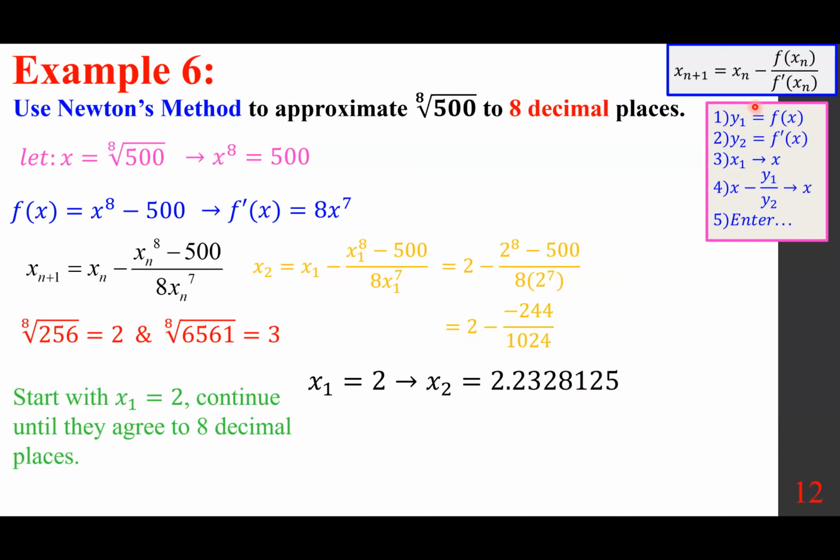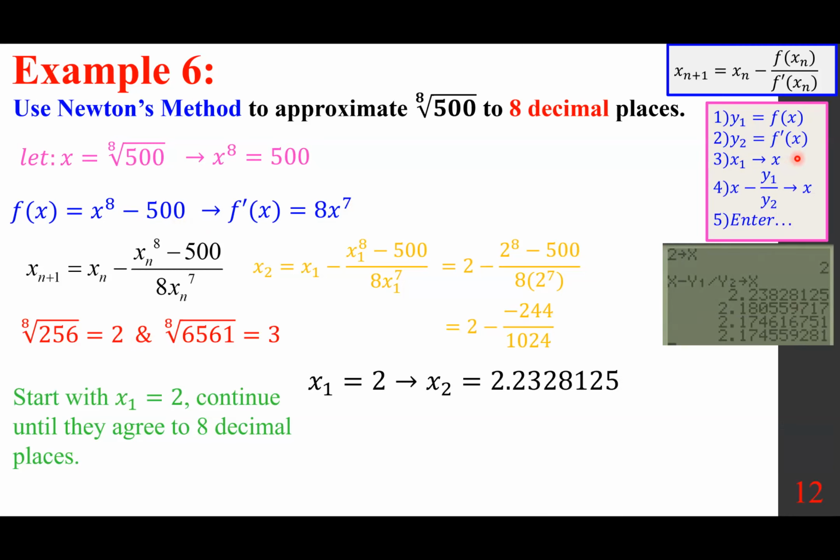So we're going to let y1 represent f of x. So y1 would be x to the power of 8 minus 500. Y2 will be 8x to the power of 7. So you put x sub 1. We decided to go with 2, store it in x. Okay, so we store 2 in x. Now we put x minus y1 over y2. It's this side in essence. Store it back into x, and we repeatedly press enter.